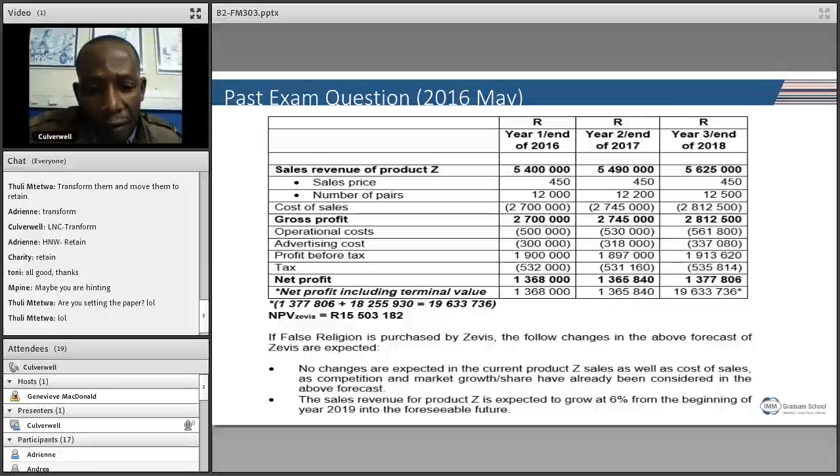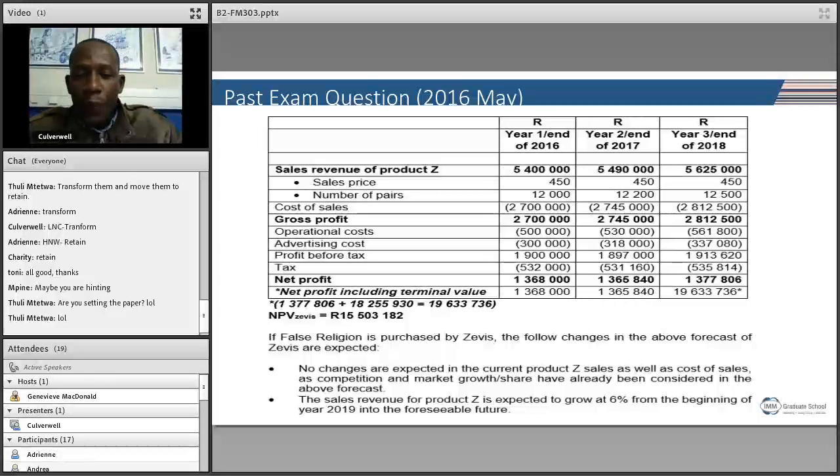And now, if False Religion is purchased by Zevis, the following changes in the above forecast of Zevis are expected. The above table we have, it's a projection for Zevis only. If we then go ahead and buy False Religion, these are going to be changes to the information that we already have. Number one, no changes are expected in the current product Z sales. So Z sales are not going to change, as well as cost of sales, as competition and marketing growth or market share have already been considered in the above forecast. So my sales together with the cost of sales for Z are going to remain exactly as they are.